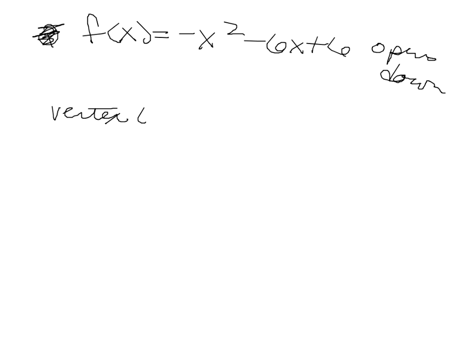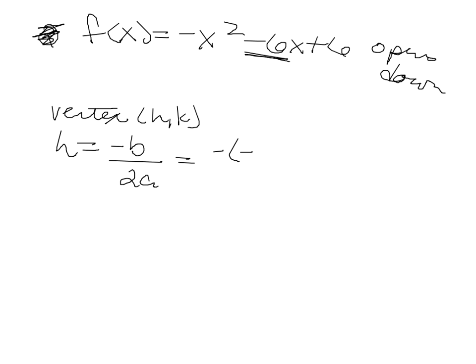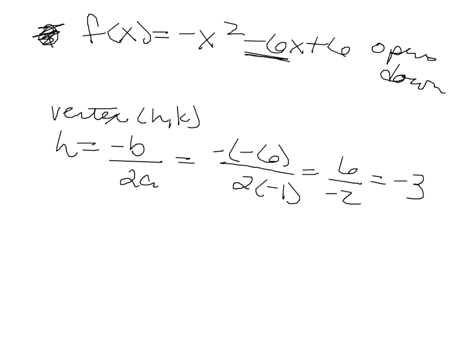And so remember that the vertex is (h, k). But when we're in general form, the formula for h is minus b over 2a. So minus b, which is minus 6, over 2 times a. So I get 6 over minus 2 equals minus 3. So those two negatives cancel, and I still have the minus 1. So my h part is minus 3.